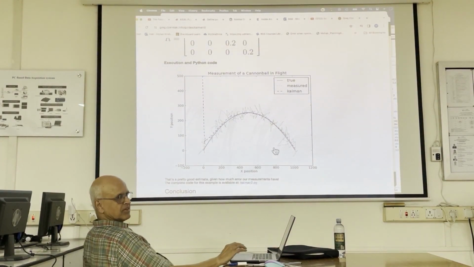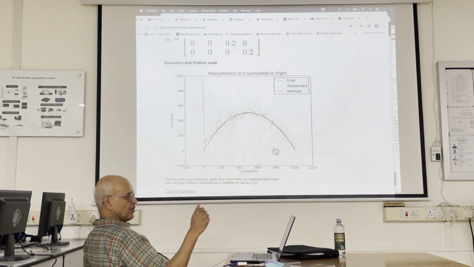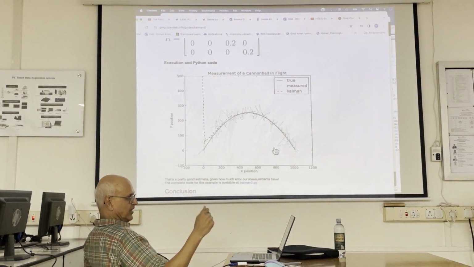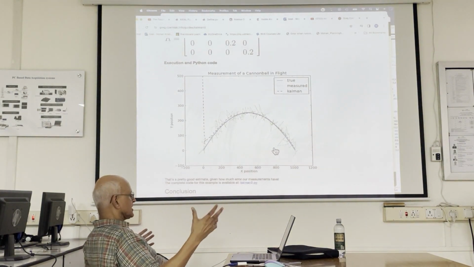So this is what happens in all the Kalman filtering applications. The Kalman filtered result gives you the best measurement given two imperfect processes. It gives you the best possible result.